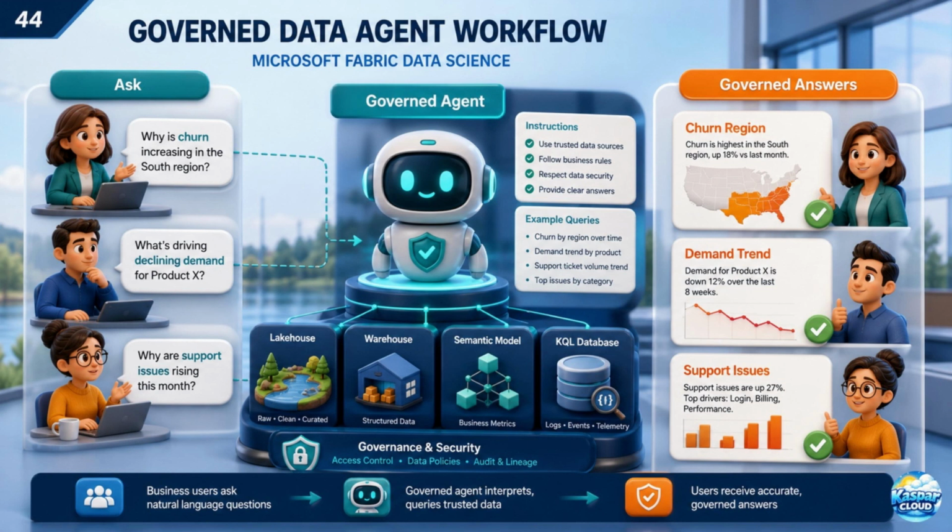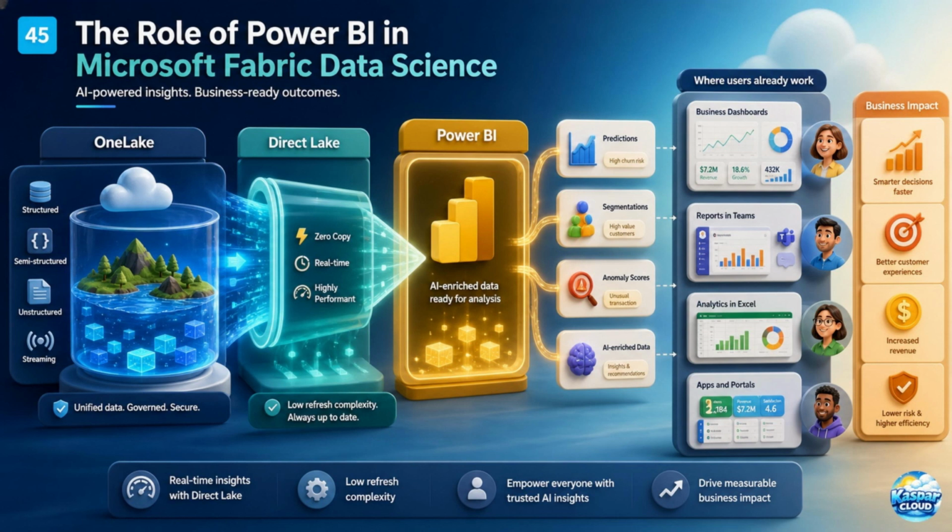The agent responds within the permissions and governance policies applied to the underlying data sources, helping organizations balance accessibility with security and compliance. The role of Power BI in Fabric data science should not be underestimated. Many data science projects fail to create measurable impact because model outputs are not delivered into the tools and workflows where business users already operate. Power BI provides a natural consumption layer for predictions, model outputs, segmentation results, anomaly scores, and AI-enriched datasets. When prediction tables are stored in OneLake and exposed through direct lake mode, reporting can remain closely aligned with the latest analytical outputs without introducing unnecessary refresh complexity or data duplication.